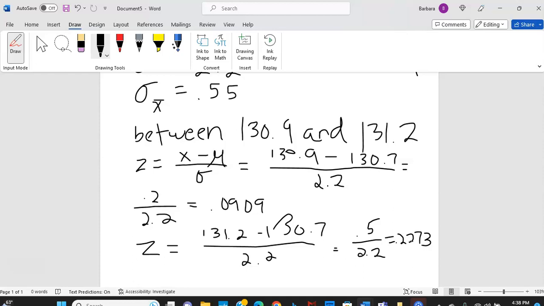So notice, if we have a single value, we use the original standard deviation that we had to begin with. If we have a sample, such as our 16 rods in this case, we have to use a new standard deviation, which is created by taking the original standard deviation and dividing it by the square root of the size of that sample. So in this case, it was the square root of 16 that led us to 0.55. Okay, now let's go back to the last question on that page.